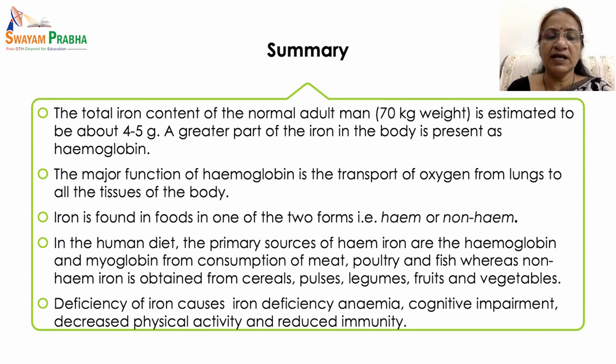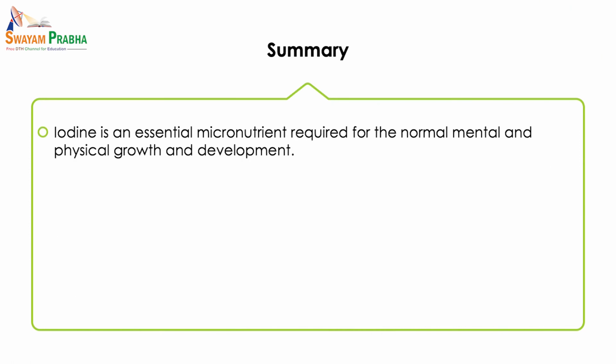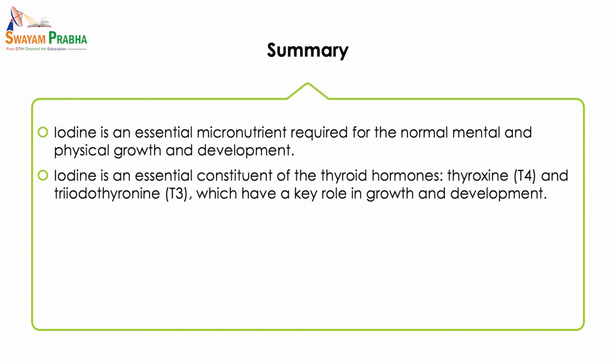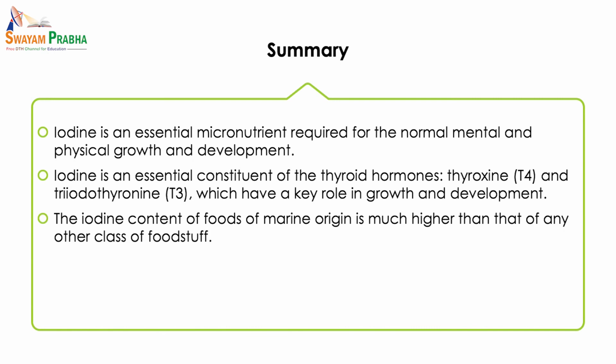Deficiency of iron causes iron deficiency anemia, cognitive impairment, decreased physical activity and reduced immunity. Iodine is an essential micronutrient required for the normal mental and physical growth and development. Iodine is an essential constituent of the thyroid hormones, thyroxine, that is T4, and triiodothyronine, that is T3, which have a key role in growth and development. The iodine content of foods of marine origin is much higher than that of any other class of foodstuff.